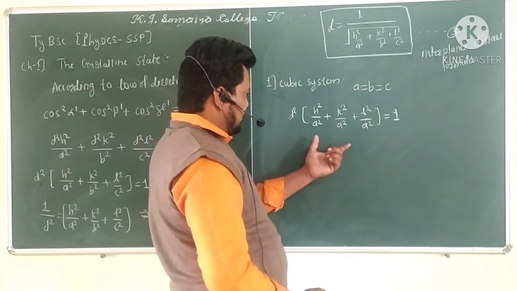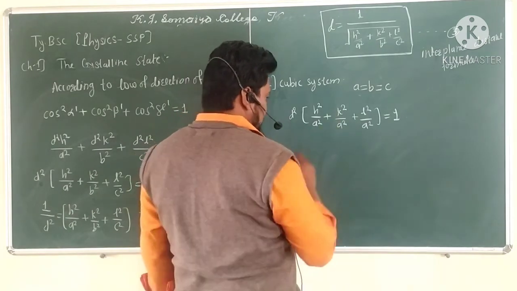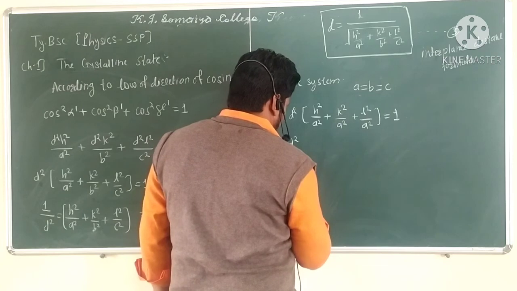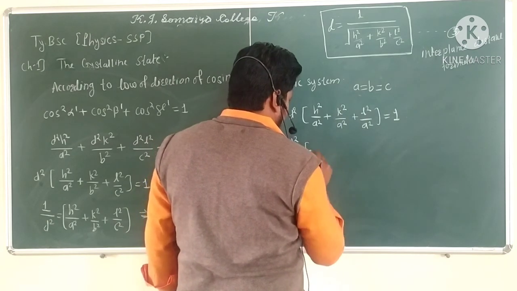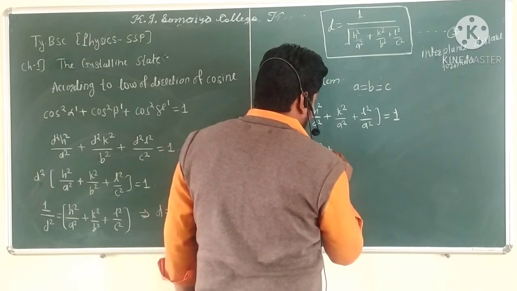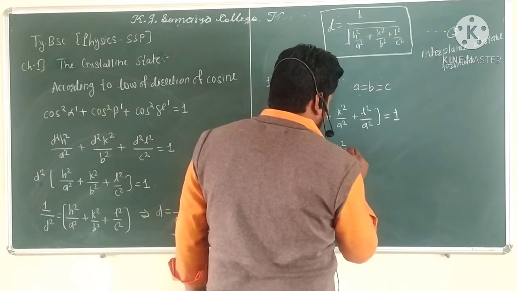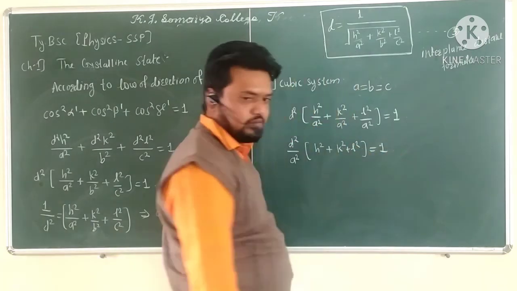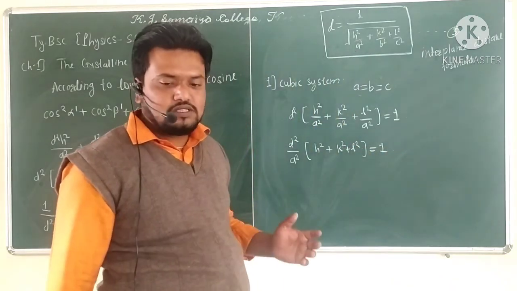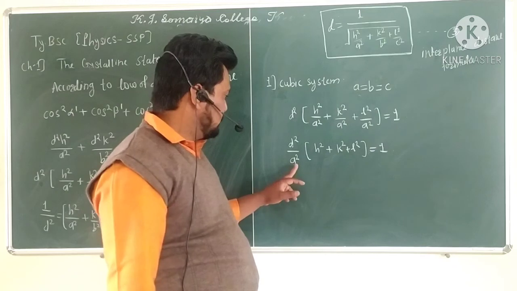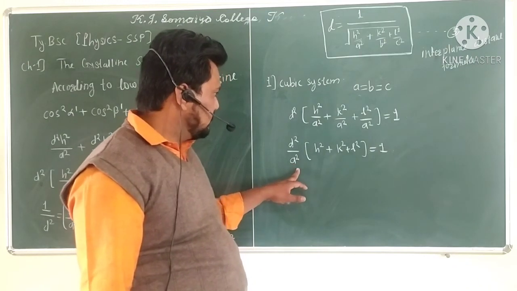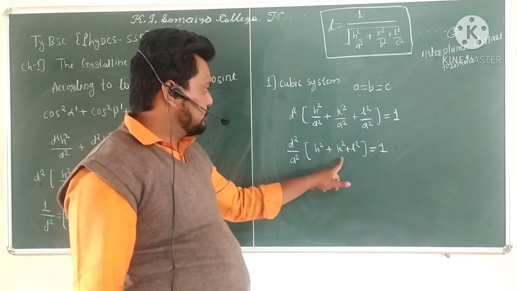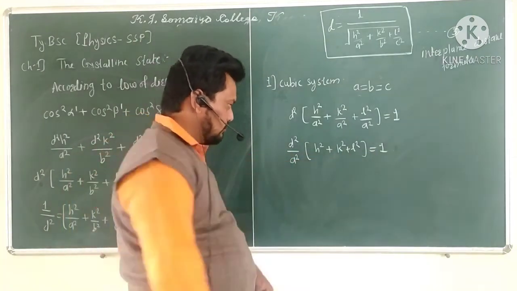So a square is common for these three terms, so d square upon a square is constant, and the remaining is h square plus k square plus l square is equal to 1. So this is what remains, and to get the formula, this a square goes to the numerator on this side, and h square plus k square plus l square goes to the denominator on the other side.